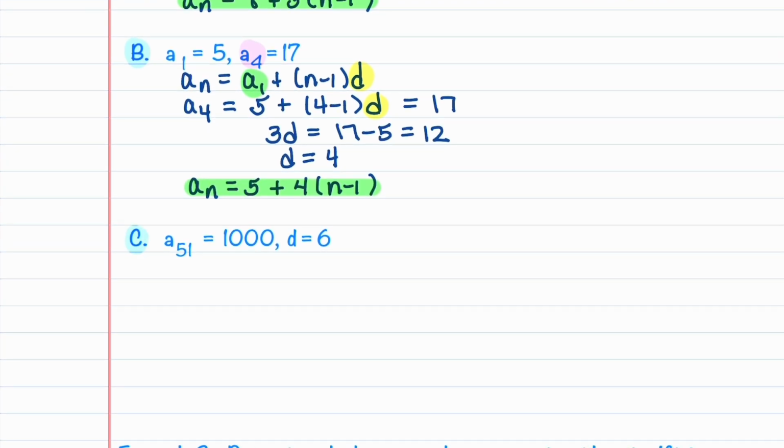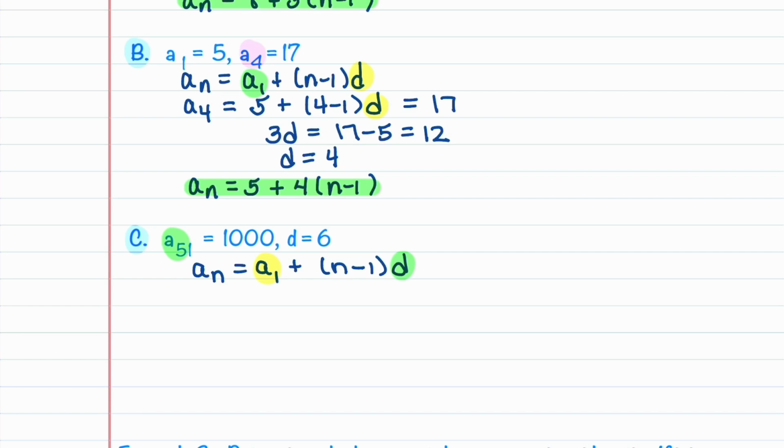Let's look at one more. In this example, we're given A sub 51 and we're given D. Let's write down our formula. We have A sub n is equal to A1 plus n minus 1 times D. Now let's see what we're given. We have D, and we're also given A51. What we don't have is A1, so that's what we need to find.